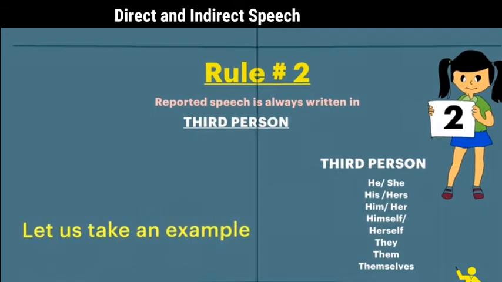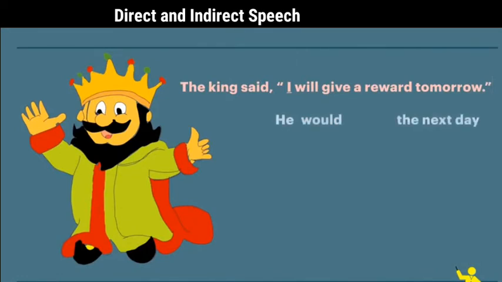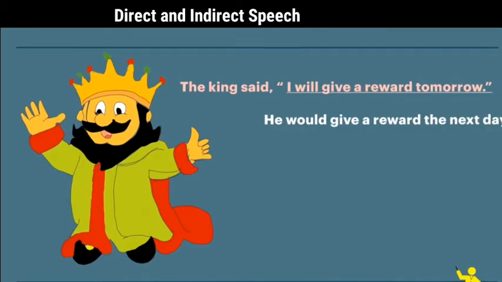Let us take an example. The king said, "I will give a reward tomorrow." Here, "I" becomes "he" in the third person. He would give a reward the next day. The tense we have already changed.